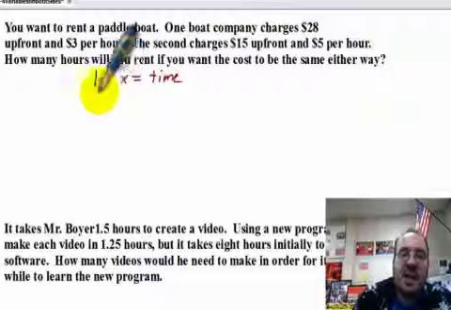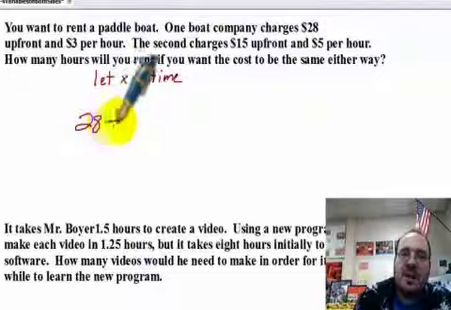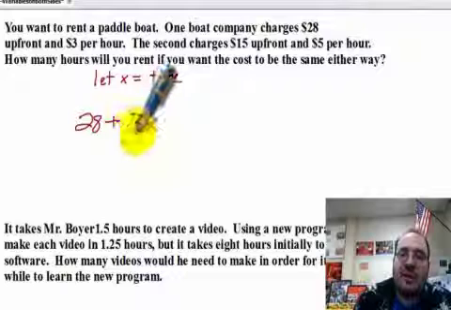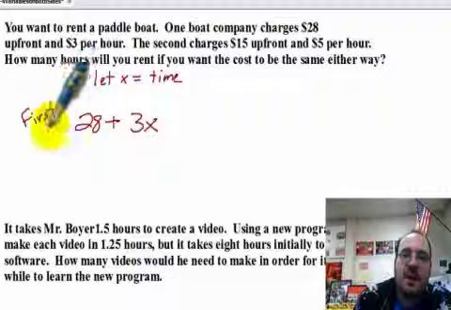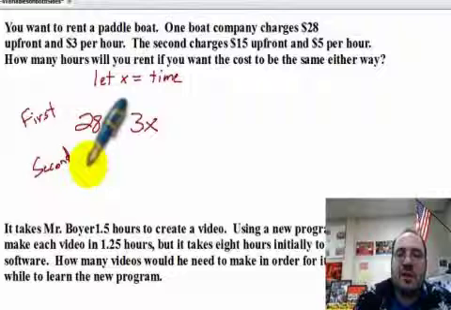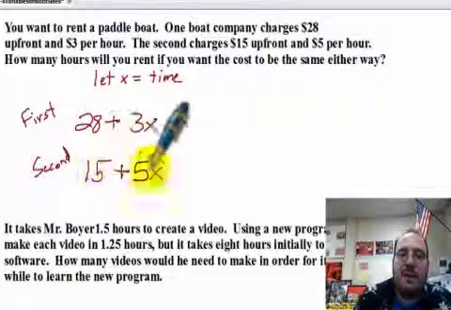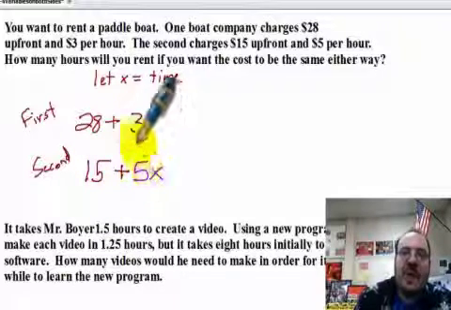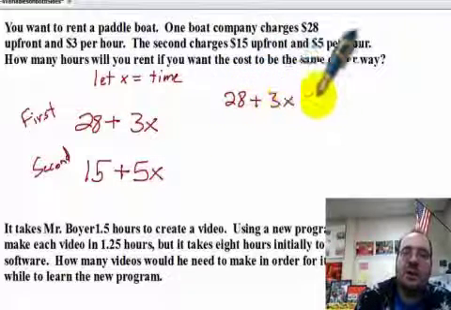in hours. And the total cost to rent from the first company would be 28 plus 3 times x, because if 1 hour costs 3, then x hours would be 3 times x. So this is the first company. And then the second one charges 15 up front plus 5 per hour, so 15 plus 5x. So we have a fixed amount and a changing amount based on the hours. And I want to know when the two costs will be the same, so therefore I need to set these two equations equal to each other.